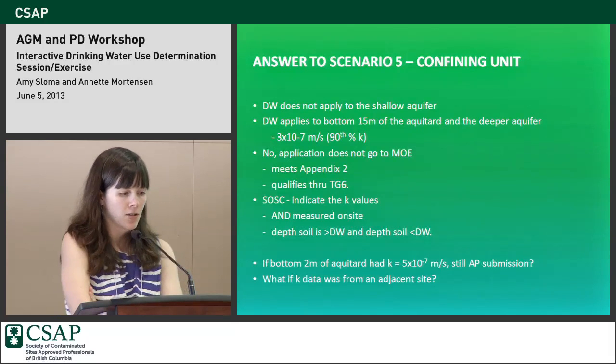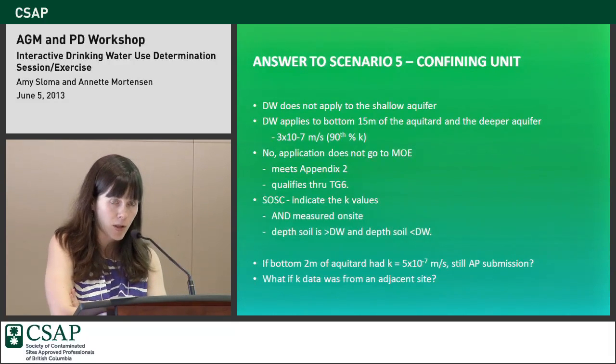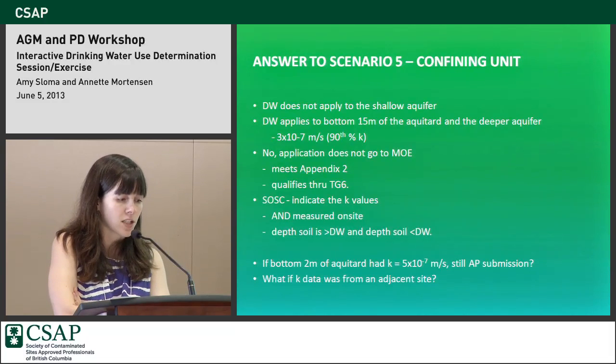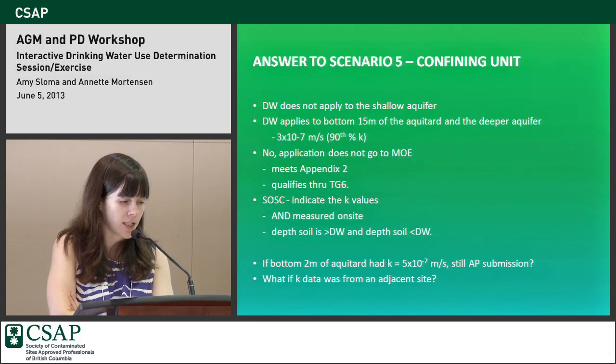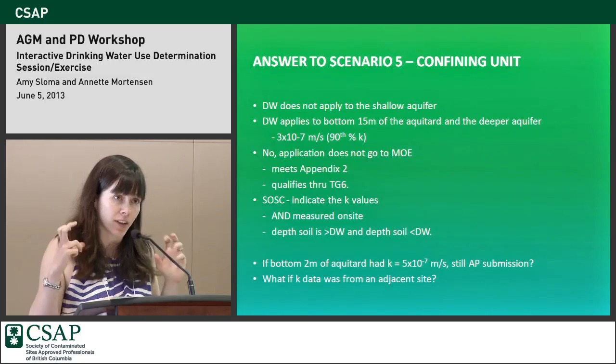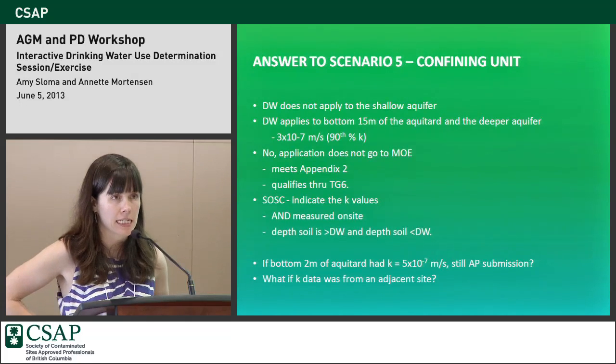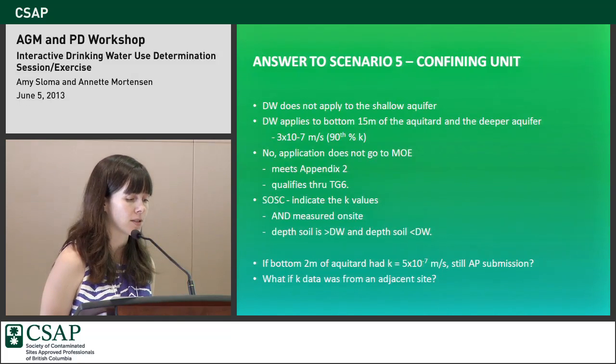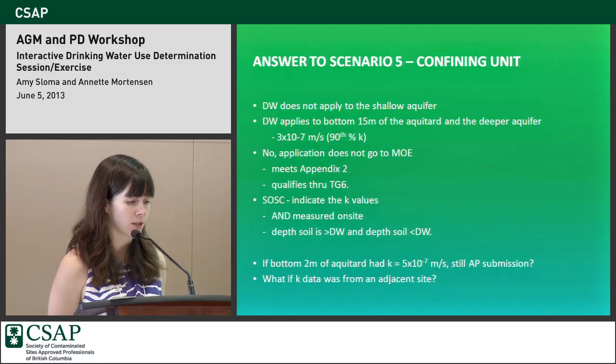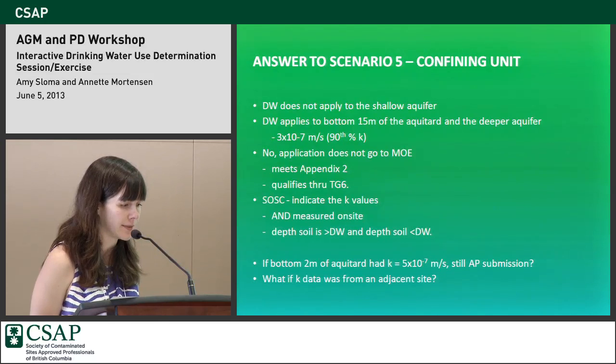So DW doesn't apply to the shallow aquifer, but it still applies to the deeper aquifer and the bottom 15 meters of the aquitard or confining layer unit. You're using the equivalent thickness here, so it's not just the bottom 5 meters. You're using your 90th percentile for your hydraulic conductivity.